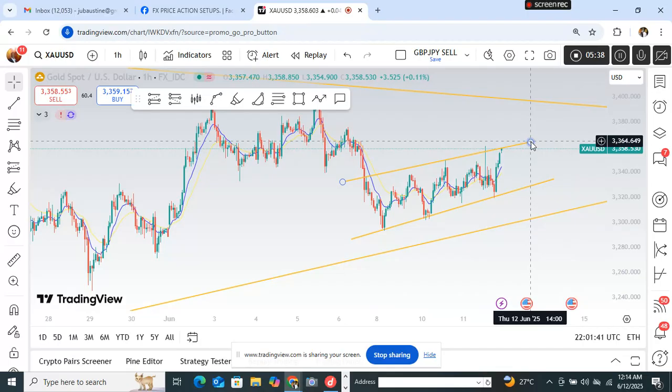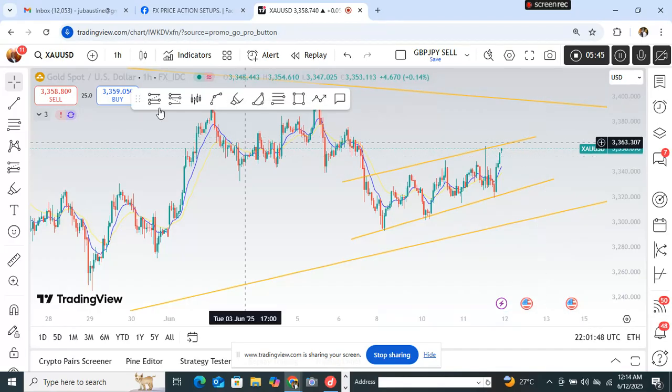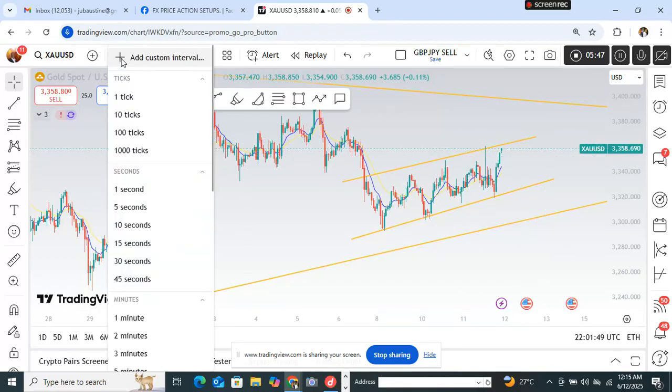Okay, so very interesting for those who are ready to trade gold. We will look more on the lower time frame to see that gold is bullish.